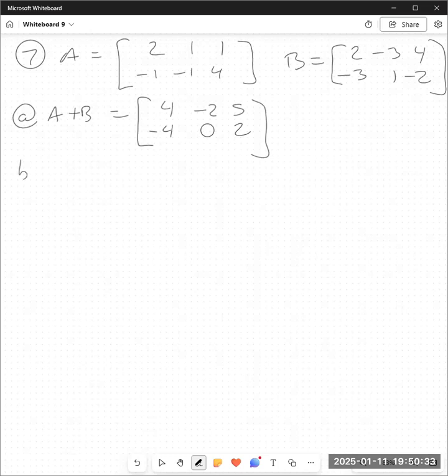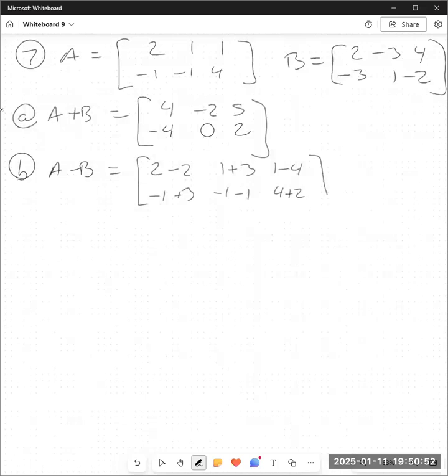Let's take A minus B. That's going to be 2 minus 2, 1 plus 3, 1 minus 4, negative 1 plus 3, negative 1 minus 1, 4 plus 2. So [0, 4, -3; 2, -2, 6].